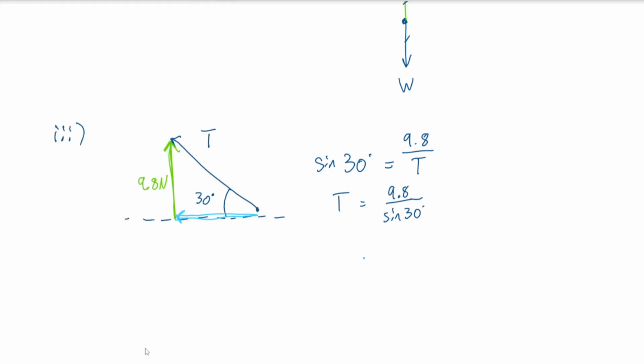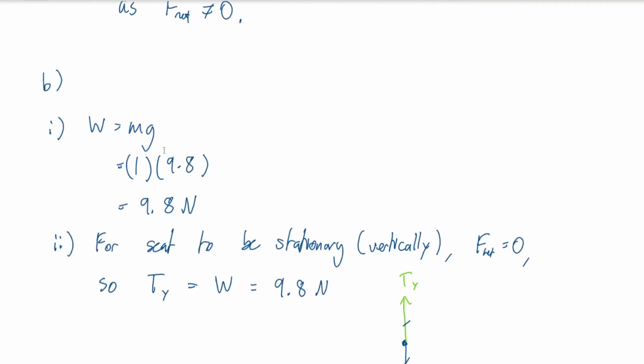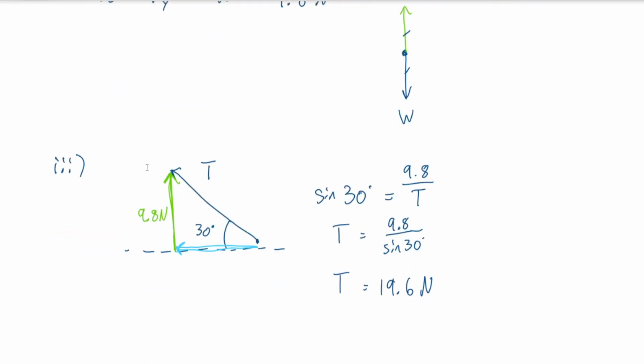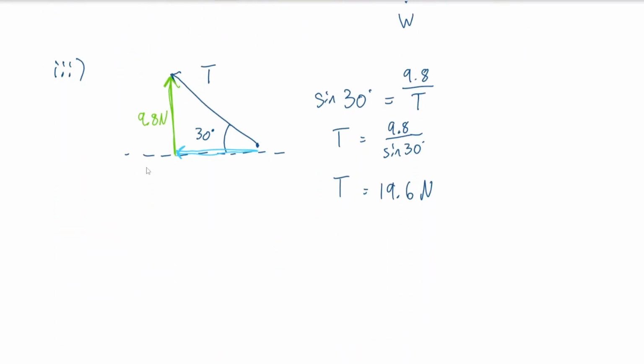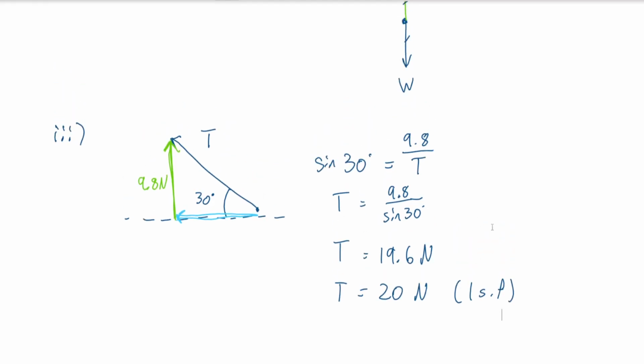19.6 newtons, or, how many sig figs do we round it to? So the mass was only 1 kg, and that was one significant figure. So our tension force rounded would be 20 newtons. Right? And 9.8 newtons is going upwards, and we could work out how much is going to the left if we wanted.